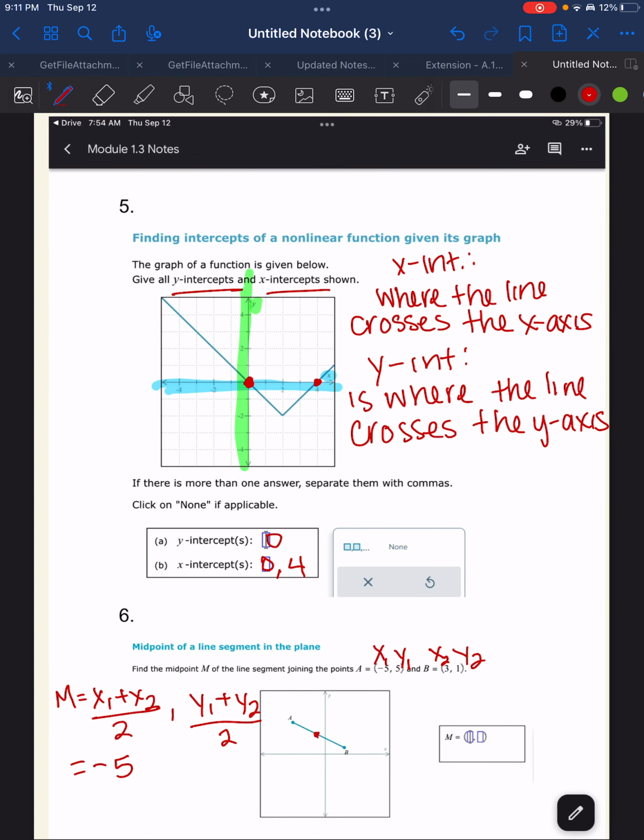x1 is -5 plus x2, which is 3, over 2. y1 is 5 plus y2, which is 1, over 2. Then I just simplify that. -5 plus 3 is -2, over 2, and 5 plus 1 is 6, over 2. -2 divided by 2 is going to give me -1, and 6 divided by 2 is going to give me 3. So my point, that should have been negative, which makes more sense, is (-1, 3).